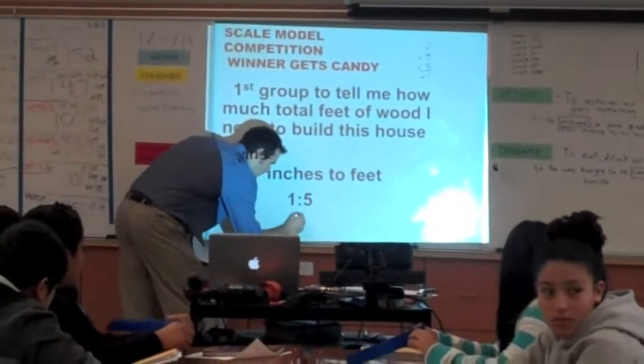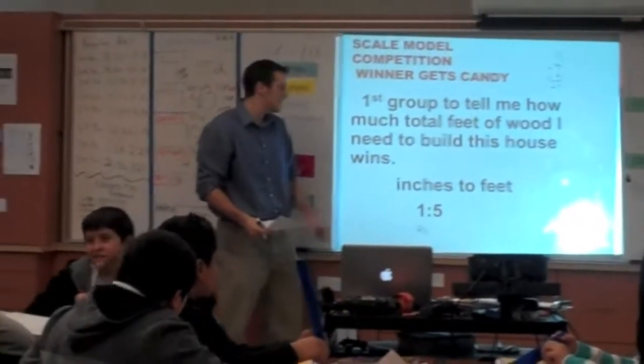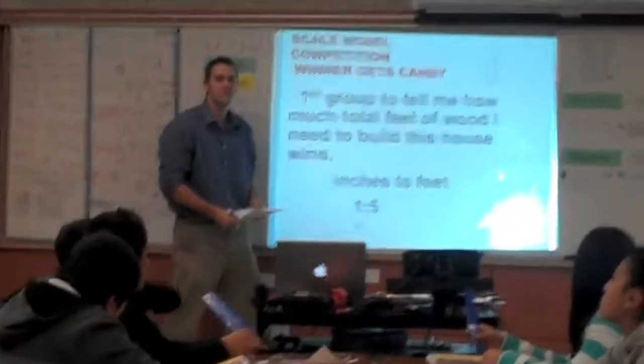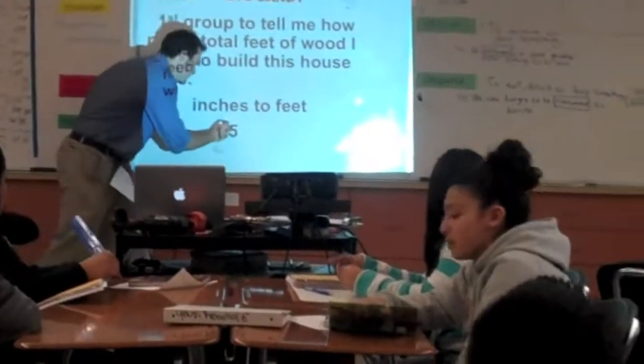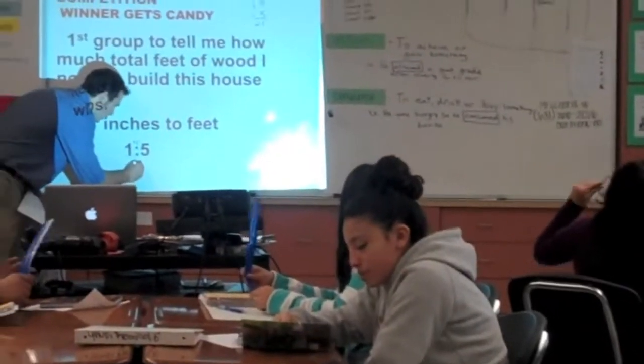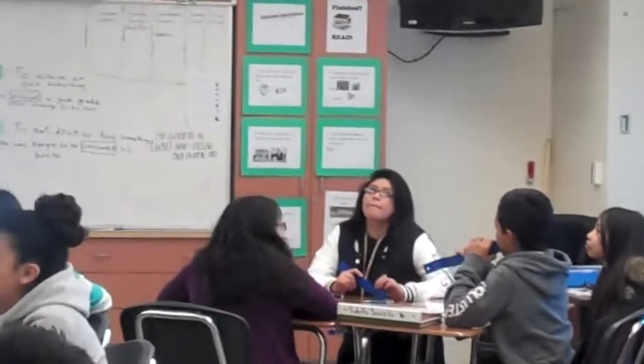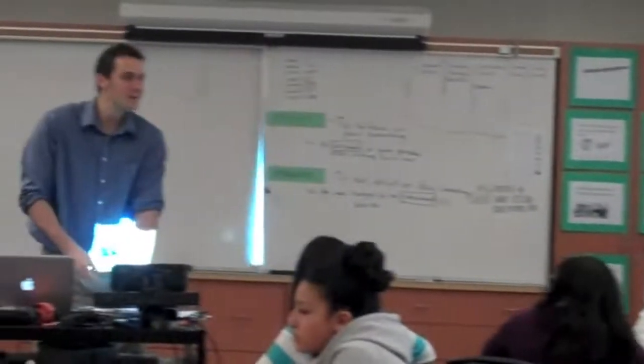If you know it's 21 inches and you know the ratio is 1 to 5, what times 1 gets me to 5? 5. Whatever you do to the top, do to the bottom. What's 21 times 5? That's 105. Group 5 got it right. And the correct answer was 105. Thank you, Ronald. Round of applause for group 5.